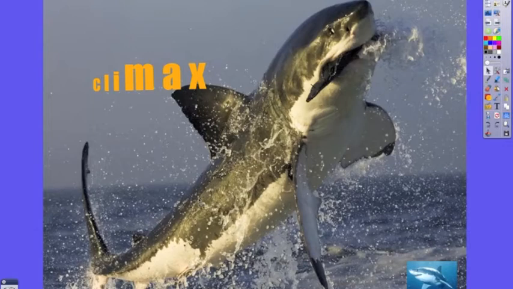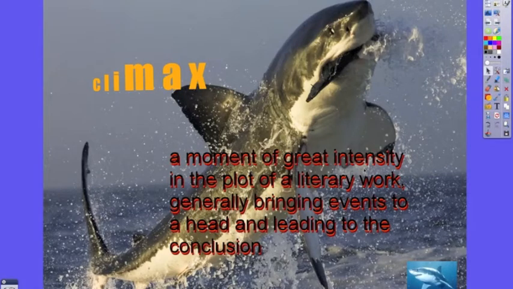The climax is not just a stressful moment. The climax is not just when the character gets bad news or good news. The climax is when everything changes. It's the highest point where there's nowhere else for the story to go but to the end. So, a moment of great intensity in the plot of a literary work, generally bringing events to a head and leading to the conclusion. The climax inevitably leads to the end of the story.